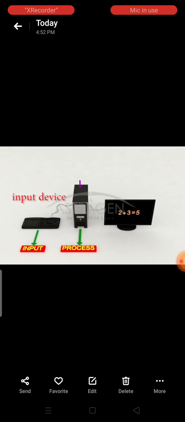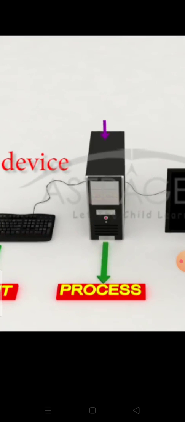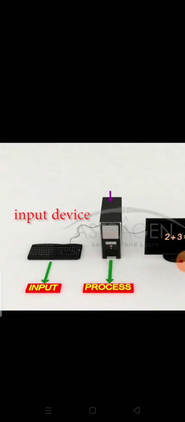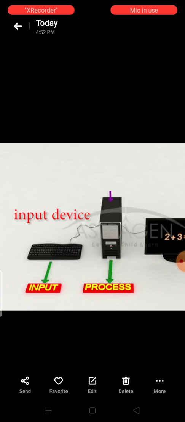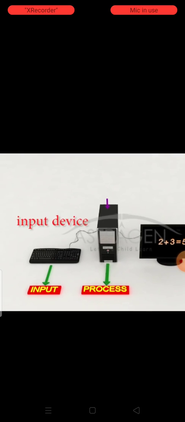CPU stands for central processing unit. This is the CPU. When we tell the computer to do something, the CPU gets the input from the input device, like the keyboard and the mouse, does the work, and sends it to the output device like the monitor.